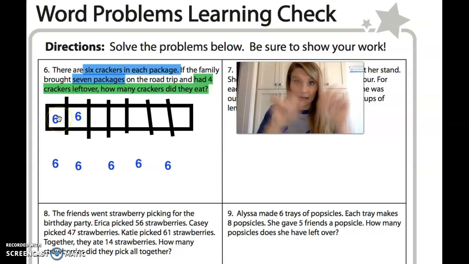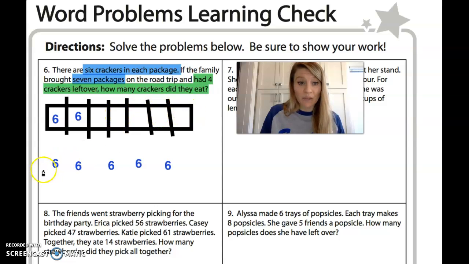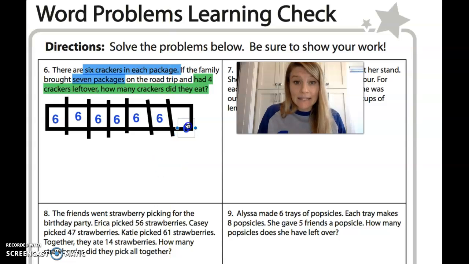So I knew there were 7 packages. So I drew 7. I made a tape diagram and did 7 packages. 1, 2, 3, 4, 5, 6, 7. Now there are 6 crackers in each package. So I'm going to put 6 of these in each because that's important to not forget. So now I need to find the total.